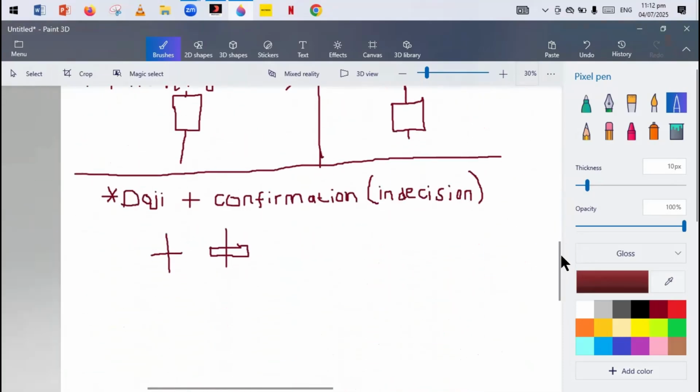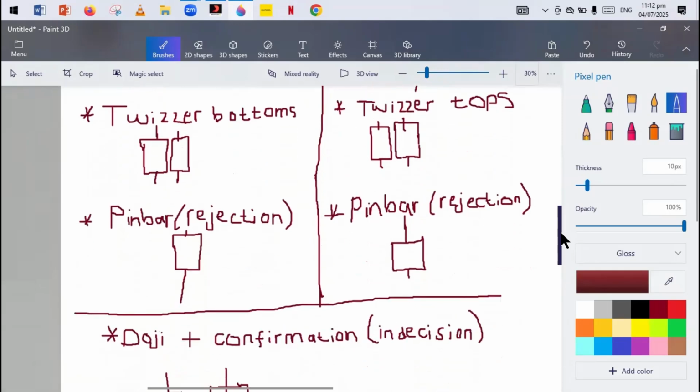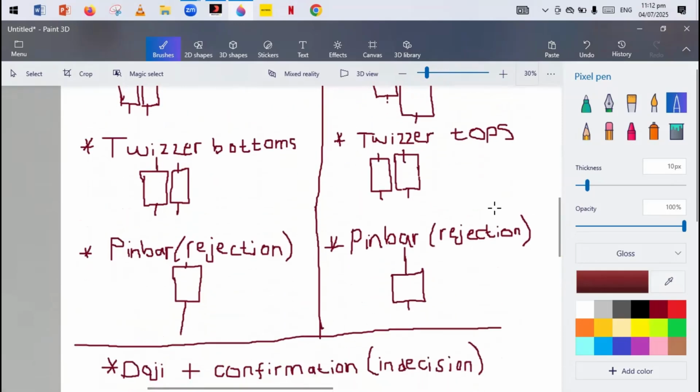Now traders, now that we know the candlestick patterns that you need to look out for, we can go to the chart and learn how to plot them. So let us go to the charts.